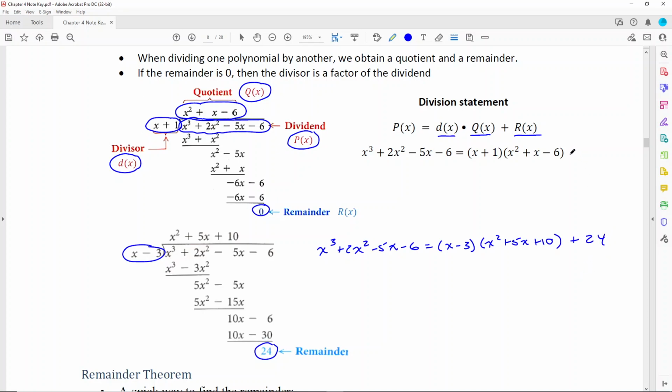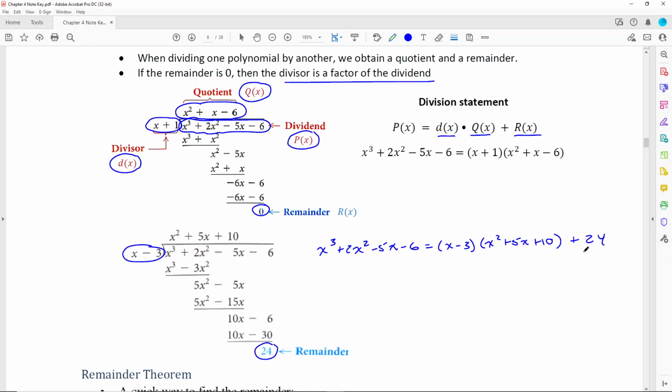When the remainder is 0, we factored it. So x, well, we factored it regardless, but it is a factor. So when your remainder is 0, the divisor is a factor of the dividend. In other words, we could find the zeros of this function.